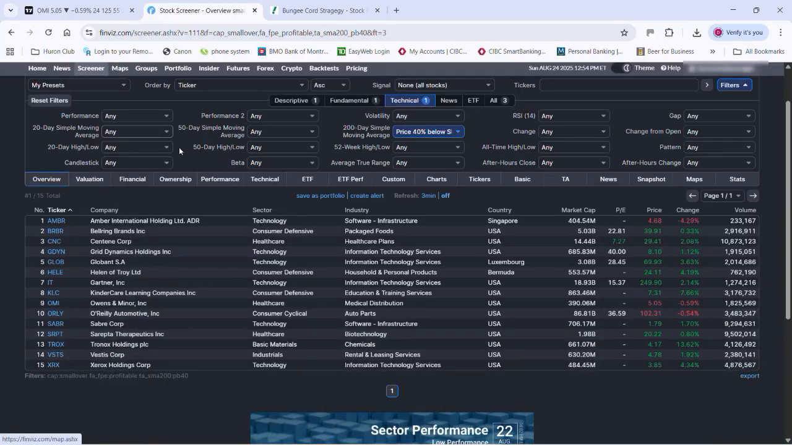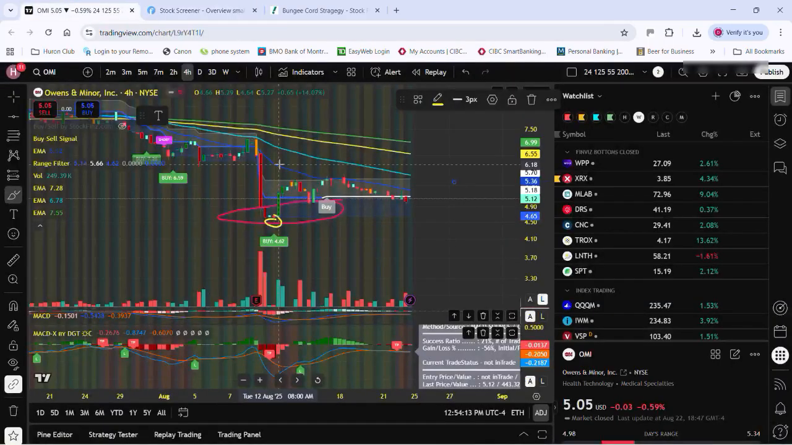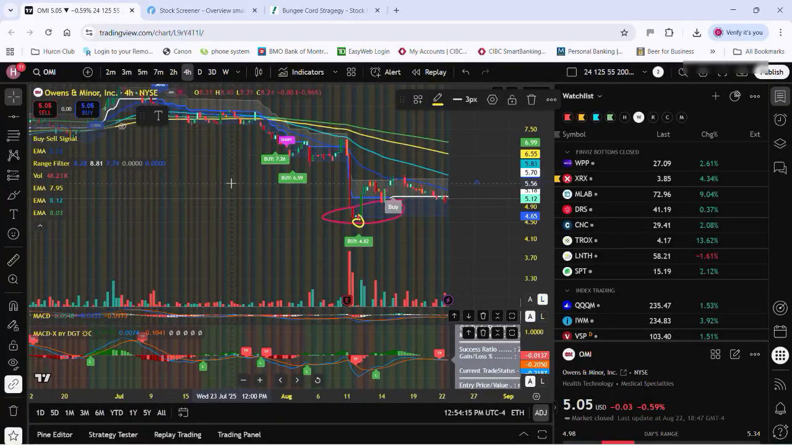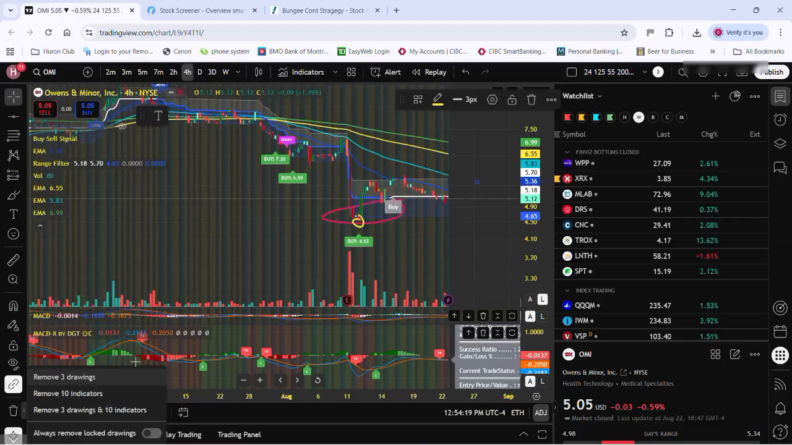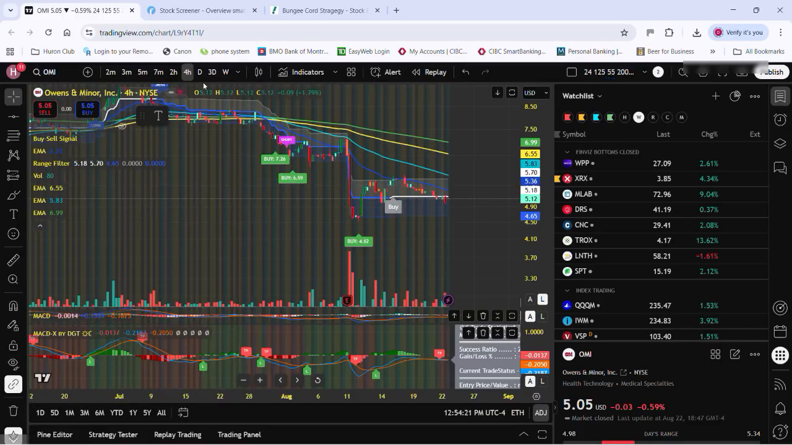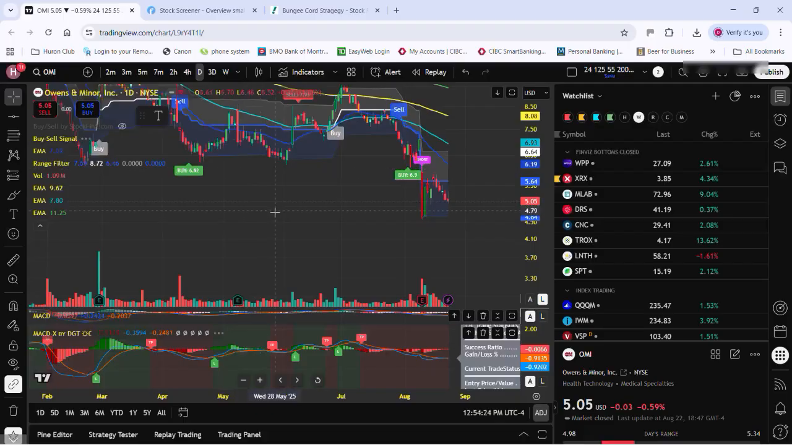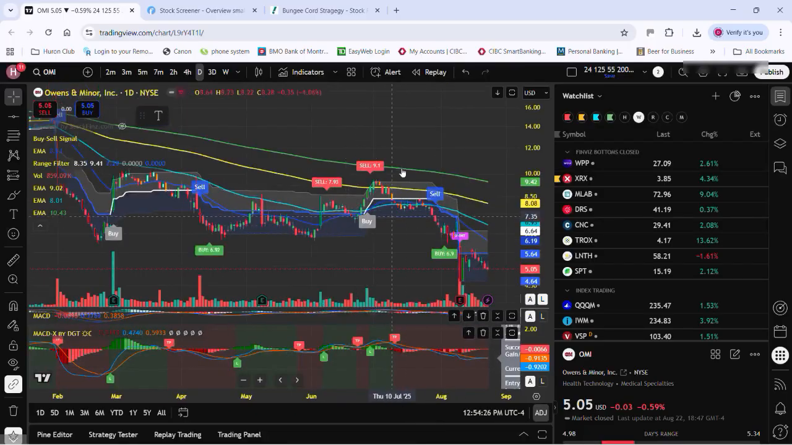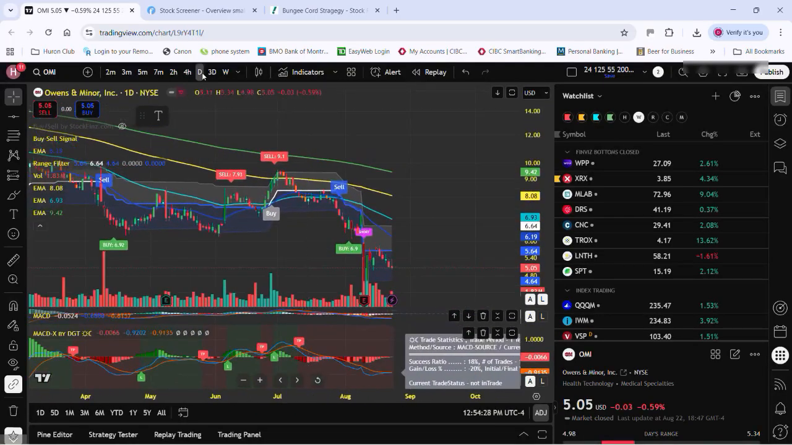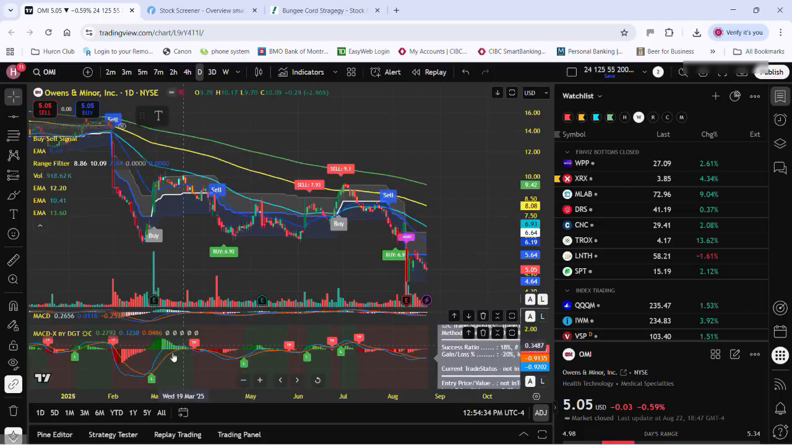So OMI, we're going to take over to our TradingView now, and I've already pulled it up here. Let me clear the chart, and I'll show you what we did. We're going to go to the 1-day view on TradingView. If you remember from the last video, we had all those indicators put in. Those indicators will pull up these little green, yellow, and blue signals. All these little signals you see are caused by the indicators that I've put in.